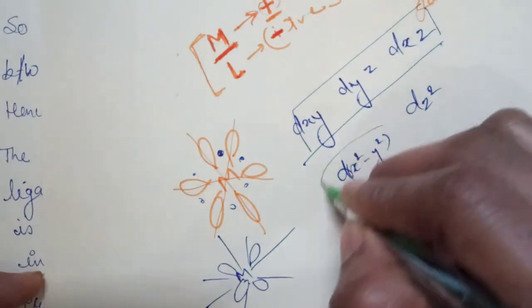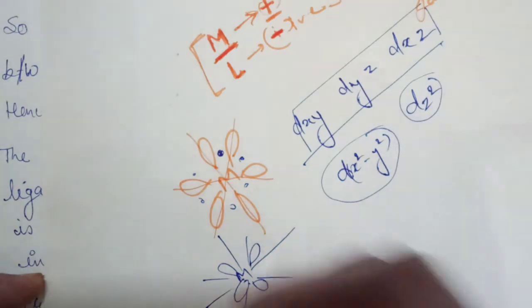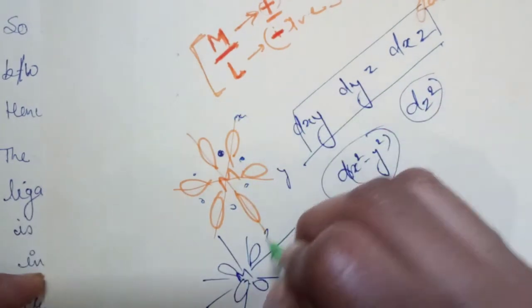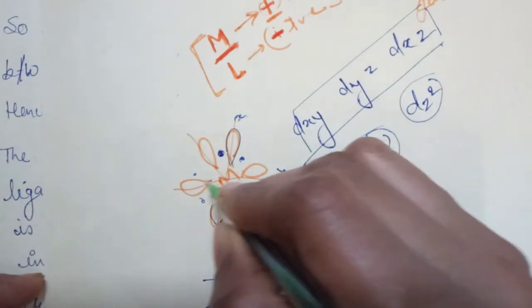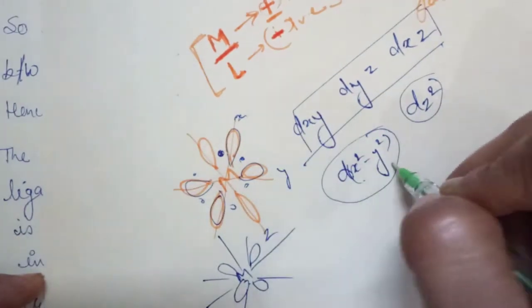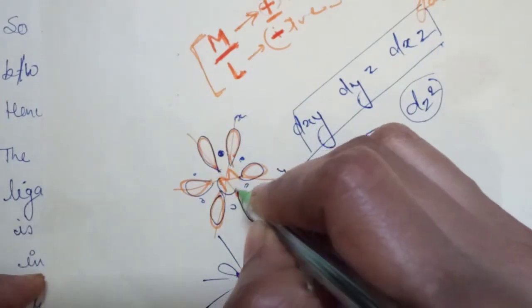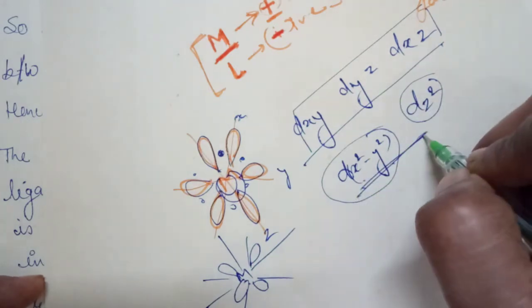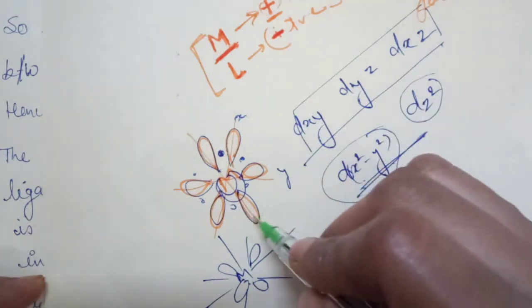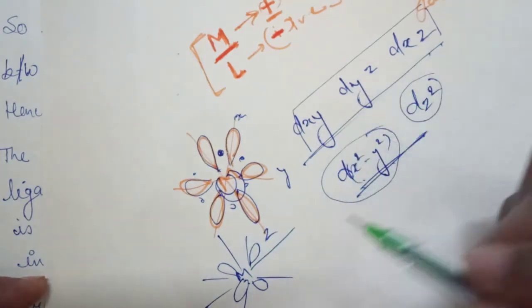Okay, while the dx square minus y square and dz square are found on the axes, means if it's x, it is y and it is z axis. Dx square minus y square means this is found along the x and y axes, and dz square means this is one lobe and the second lobe is surrounded by a ring. Okay, so these two orbitals are present on the axes, and these 3 orbitals are found in between the axes or in the plane.